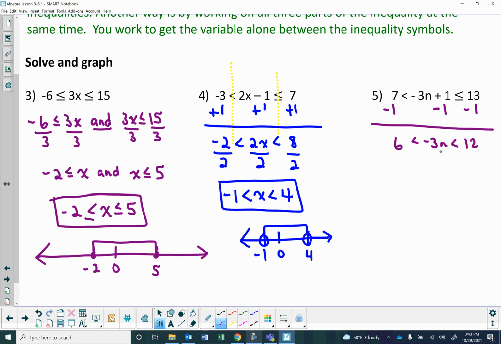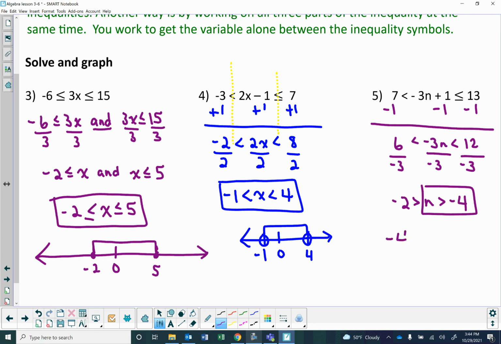Now I've got to get n by itself. To do that, I'm going to divide by -3. And remember, when you divide or multiply by a negative number, that inequality symbol still switches. It doesn't matter if it's a compound inequality or not. So we have -2 is greater than n, which is greater than 12 divided by -3, which is -4. Now we can't write the inequality that way, because I told you in all compound inequalities, the smaller number has to be on the left and the larger number has to be on the right, and we always use the less than symbol.